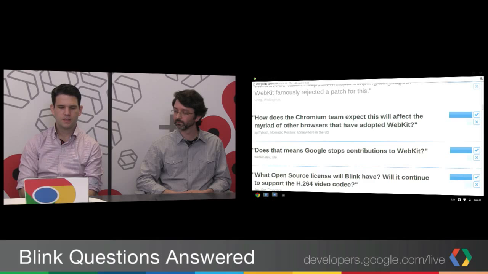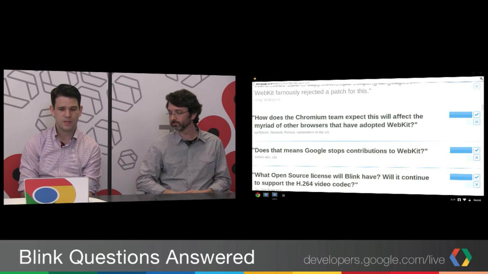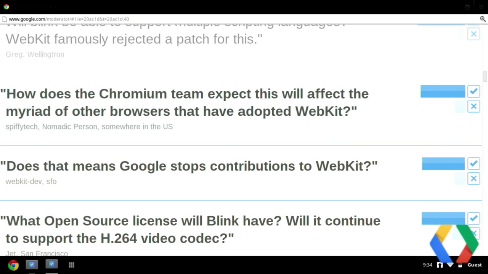This is a question from Spiffy Tech: how does the Chromium team expect this will affect the myriad of other browsers that have adopted WebKit? So I should say, too, one thing just to start off is we fundamentally believe that having multiple rendering engines will help spur innovation and is ultimately good for the long-term health of the web. And so in that respect, I think it's actually very healthy for the whole ecosystem. So just to get started with that.